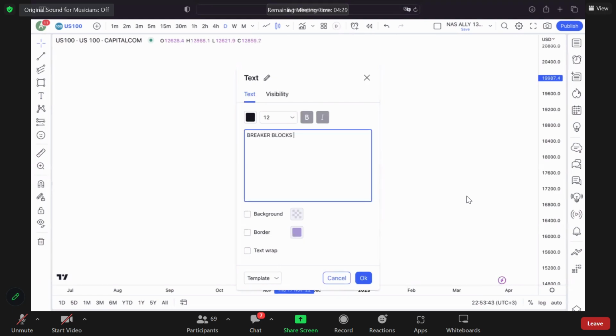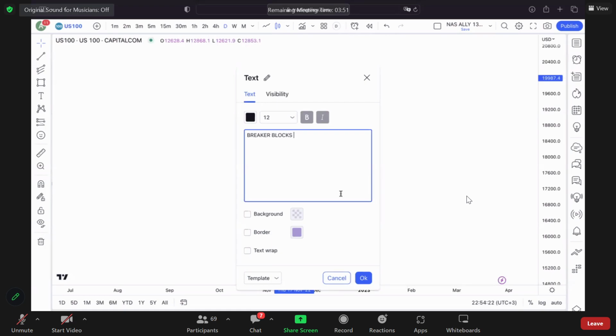The difference between breaker blocks and order blocks: as you noticed, when we look at an order block, it's the opposite color to what we are getting involved in. When we looked at a bullish order block, it was a bearish candle, so it was a bearish candle where we were looking to buy. Whereas with a breaker block, if it's a bullish color, you are looking to buy. If it is a bearish color, you are looking to sell. That's how you can easily identify the difference between order blocks and breaker blocks.